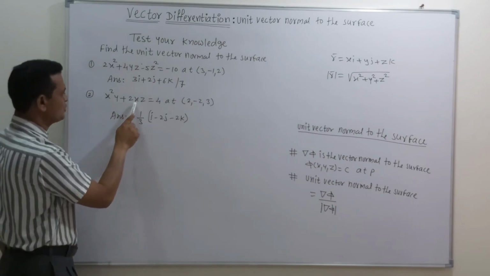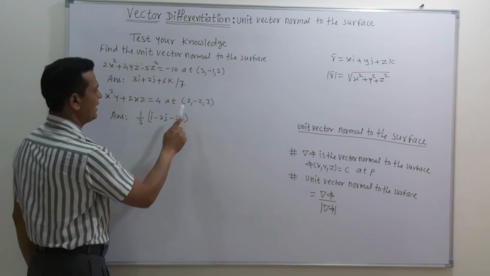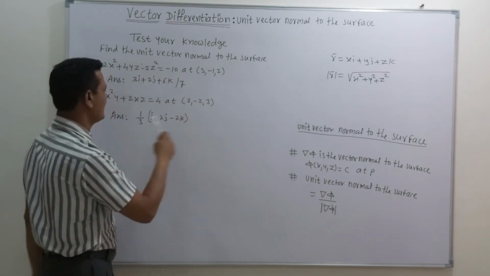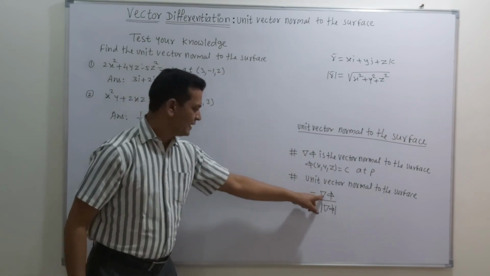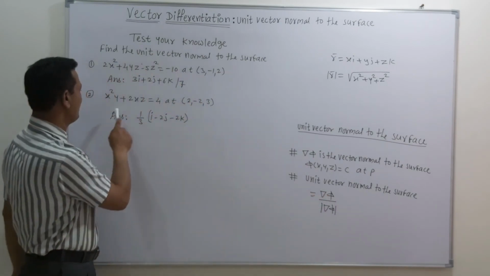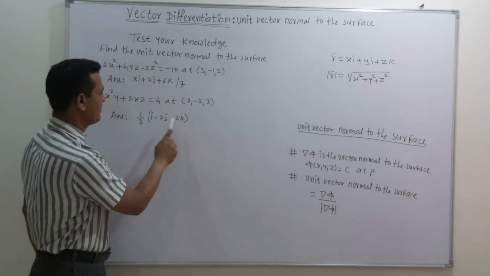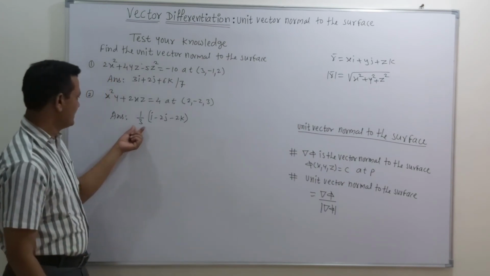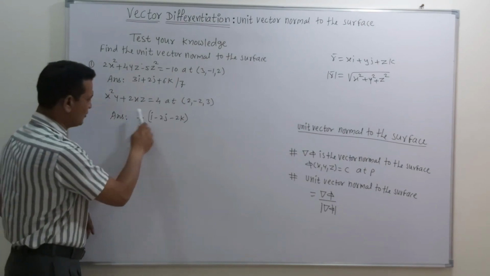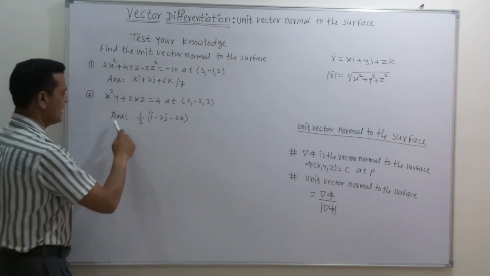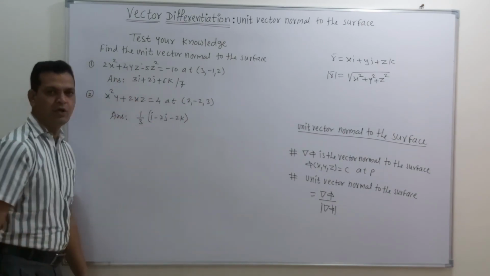Now the second question is: find the unit vector normal to the surface given as x square y plus 2xz equal to 4 at the point (2, minus 2, 3). If we again solve this example with the help of this formula, then the value of del phi is i minus 2j minus 2k, and its magnitude is 3. So this is the answer related to question number 2.